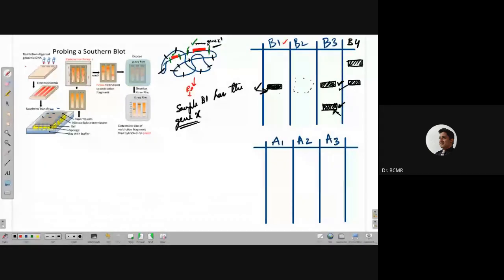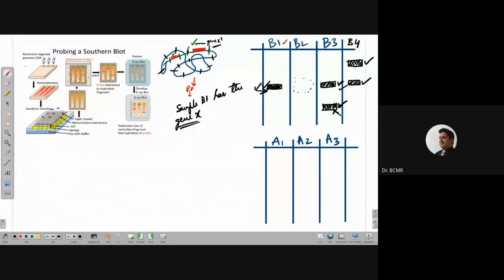What would that mean? It could mean, okay, I don't have to speak about this band because it's normal. Say B1 is normal, so it is something like that. Why is this band larger? And why is this band smaller in B3?